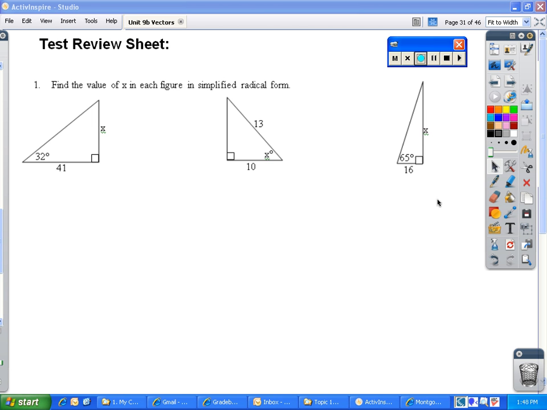All right, let's get ready for our Unit 9 test. And our test is basically covering trig and vectors. So when I look at these problems, for number 1, I want to find the value of x for each.